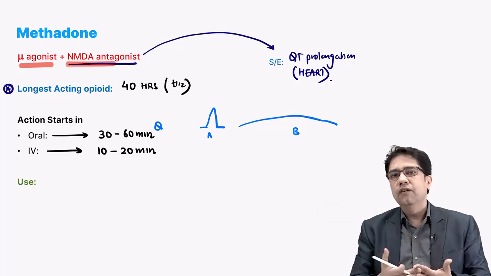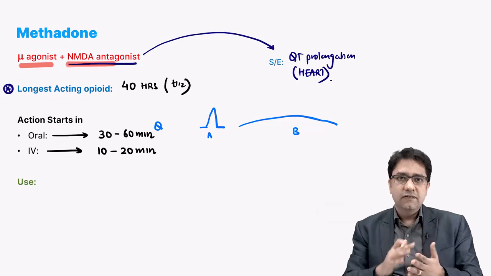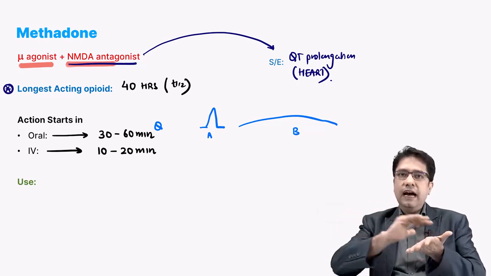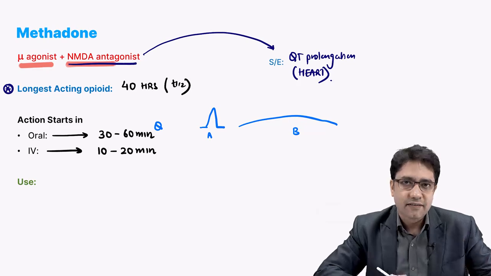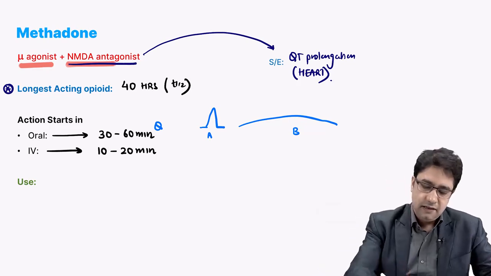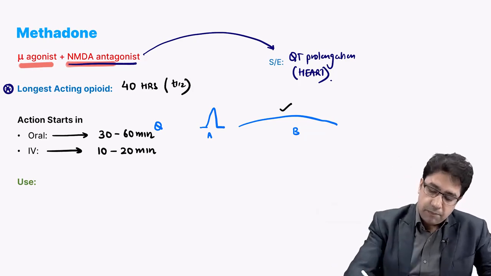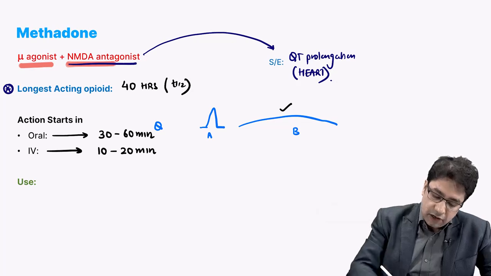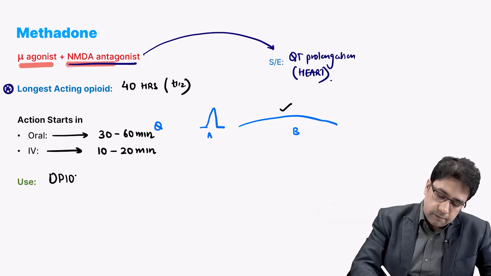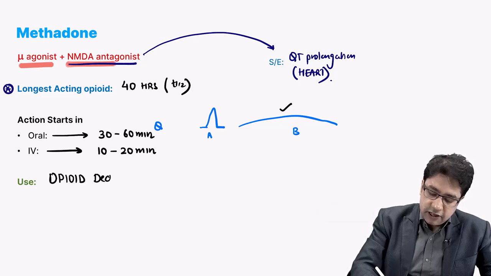Can we say when we give methadone, its action will start very slowly and it will be a very long acting drug? Because of this reason, methadone will show a property like B. Because it has a property like B, methadone is mainly given in opioid de-addiction.